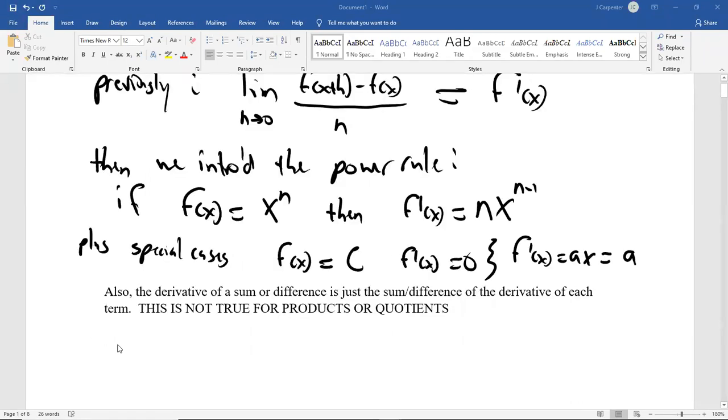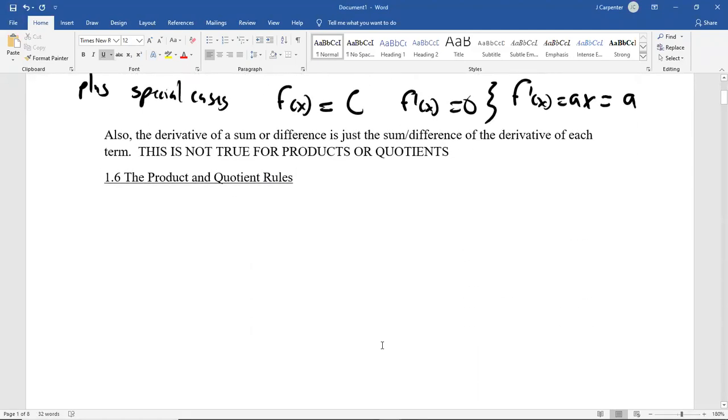1.6, product and quotient rules. Oops, wrong button. 1.6, the product and quotient rules.